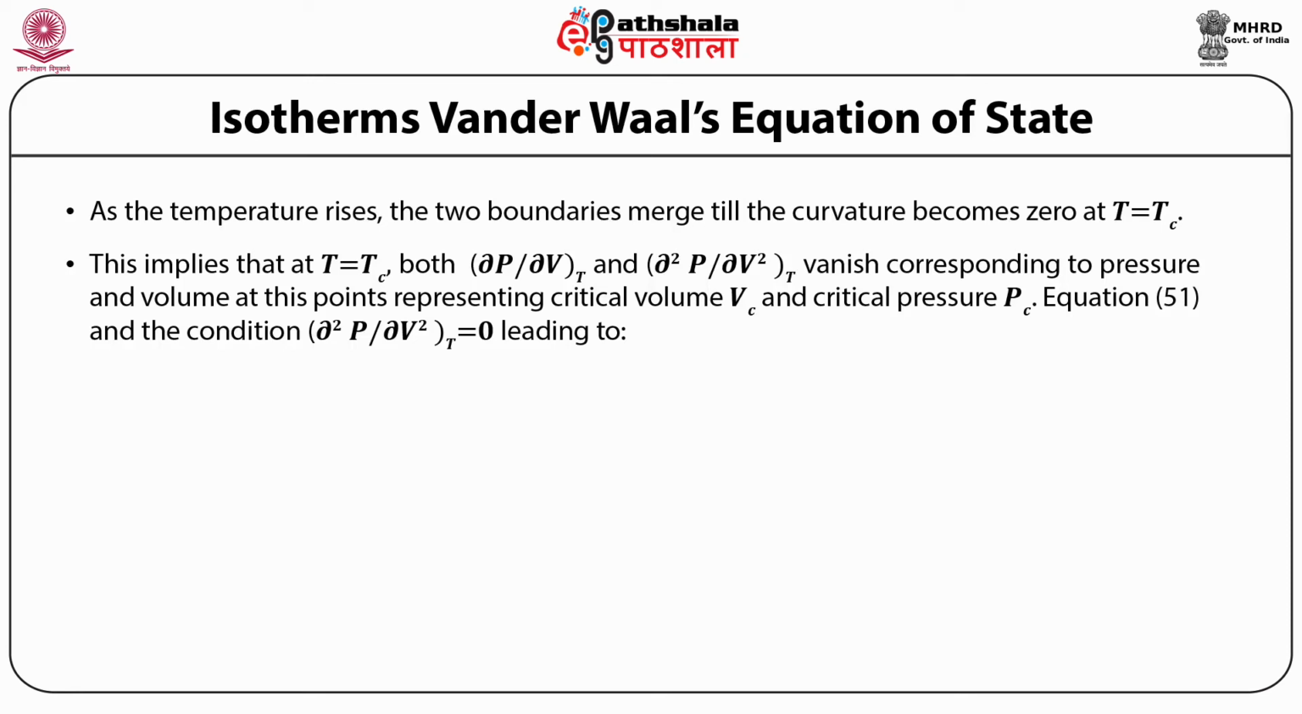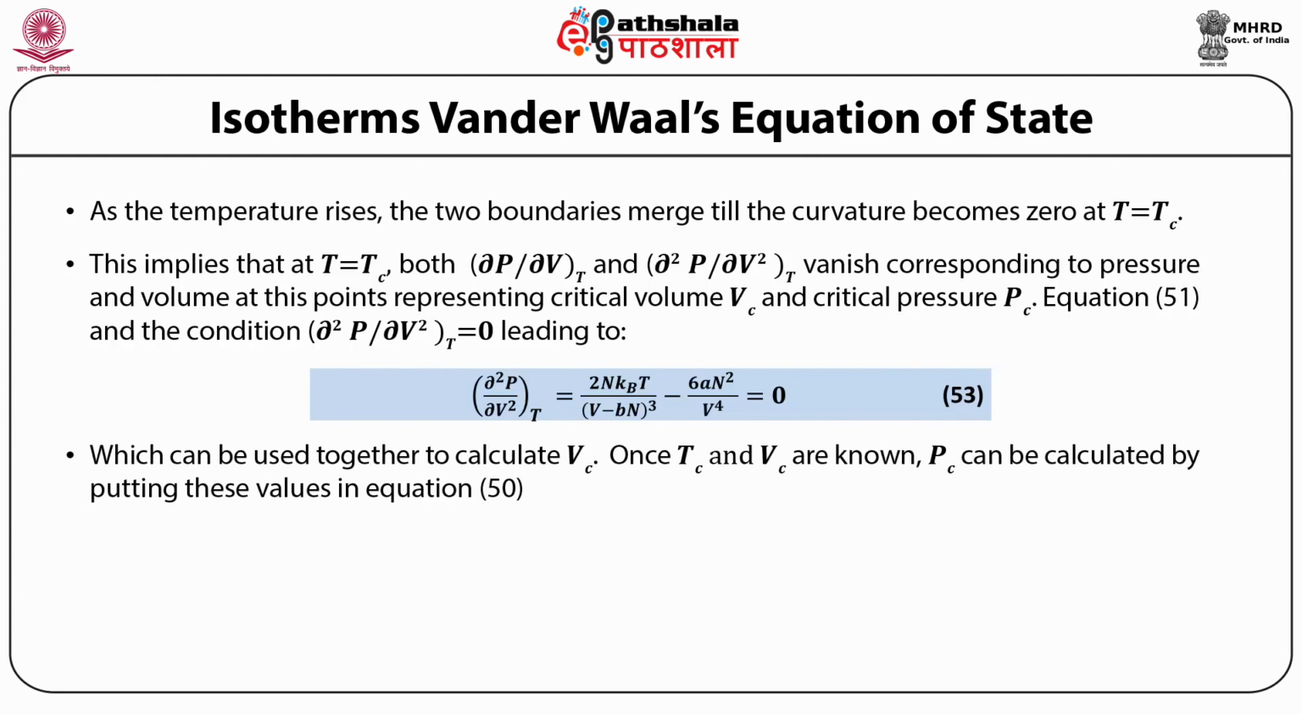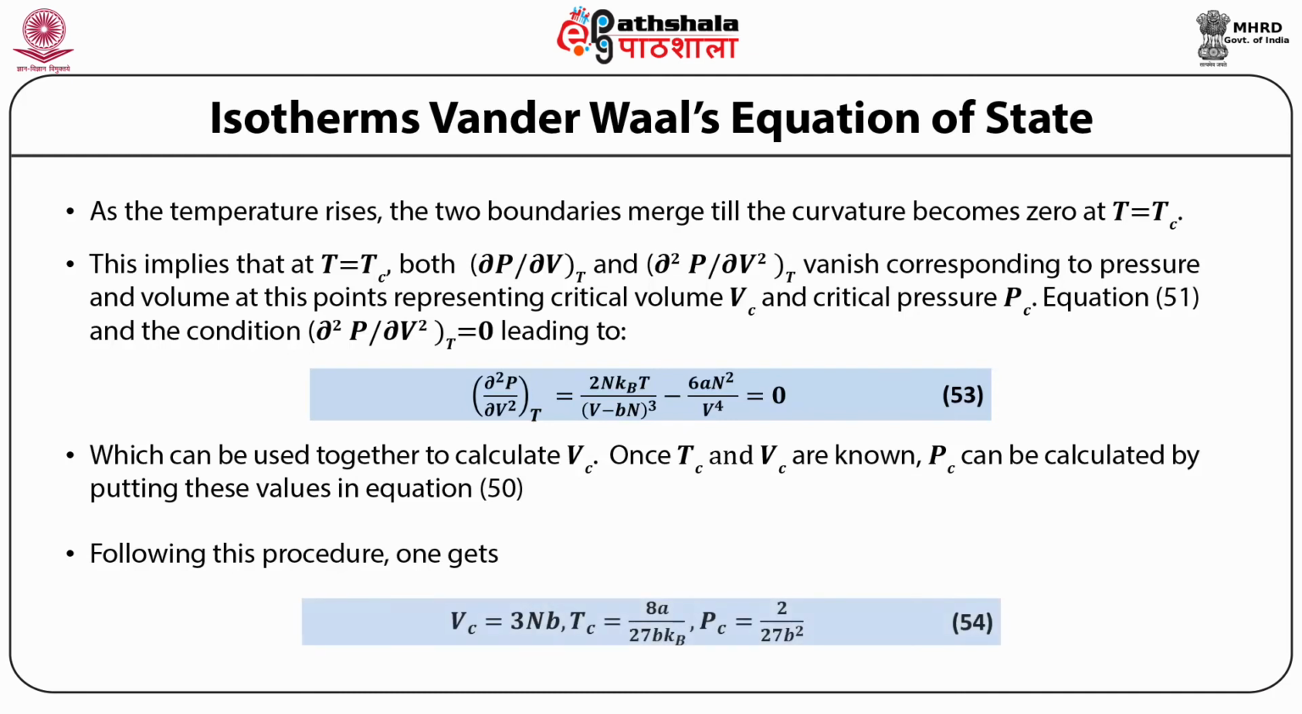Equation 51 and the condition that the second order partial derivative of P with respect to V at constant temperature is equal to 0, that is, 2 times n times Boltzmann constant times temperature divided by (V minus B times n) whole cube, minus 6 times A times n square divided by V raised to power 4, is equal to 0, can be used together to calculate Vc. Once Tc and Vc are known, Pc can be calculated by putting these values in equation 50. Following this procedure, one gets Vc equal to 3Nb, Tc equal to 8A upon 27 times B times Boltzmann constant, and Pc equal to A upon 27 B square.